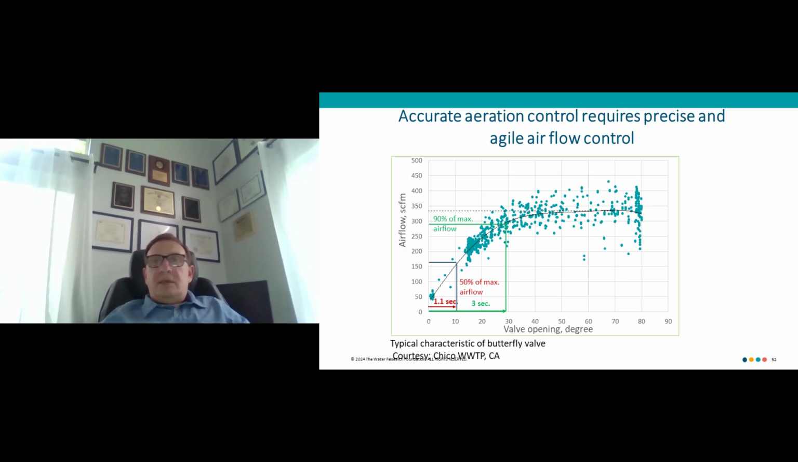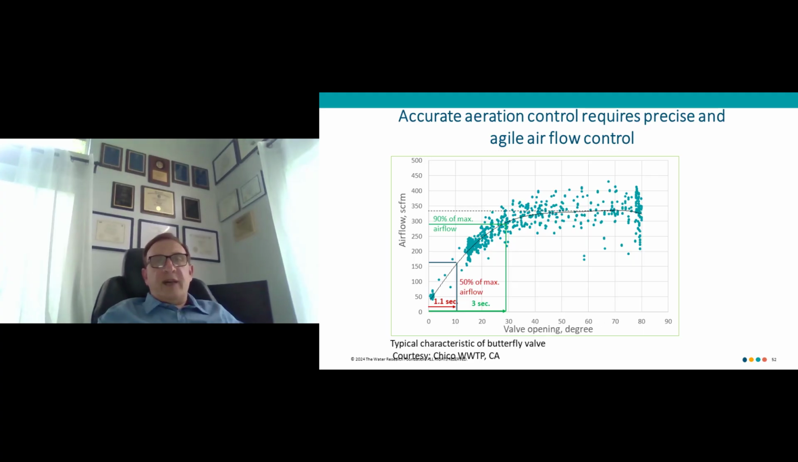Ammonia, as Steve showed, and DO are controlled by changing air valve position. The most commonly used valves, as Natalie says, are butterfly valves because they are cheap and reliable. But they, as you can see on that chart, have highly nonlinear characteristics. And again, it's field data, and significant hysteresis.